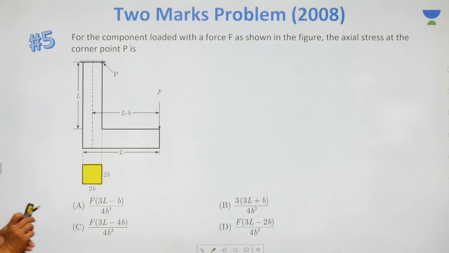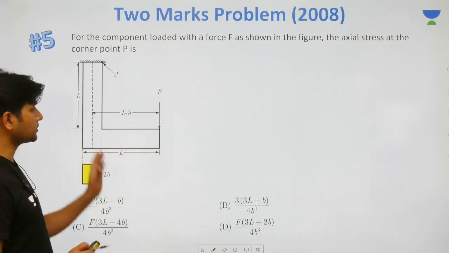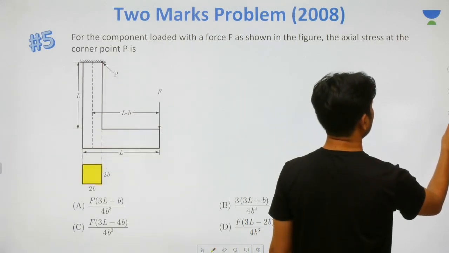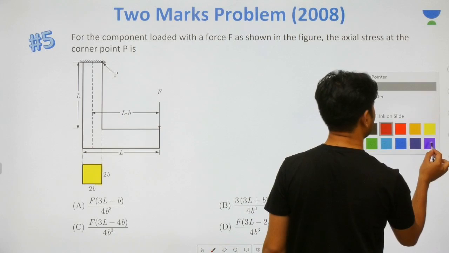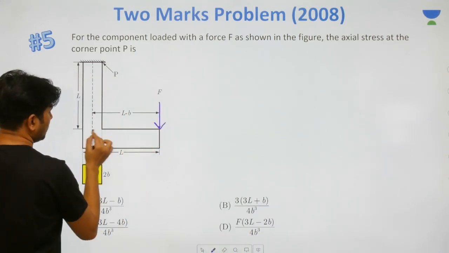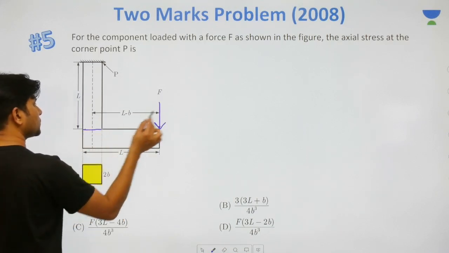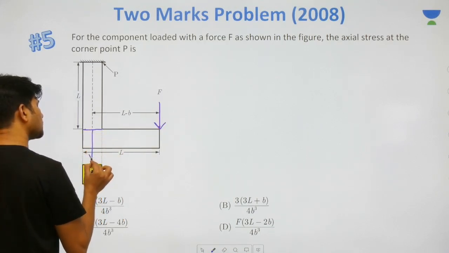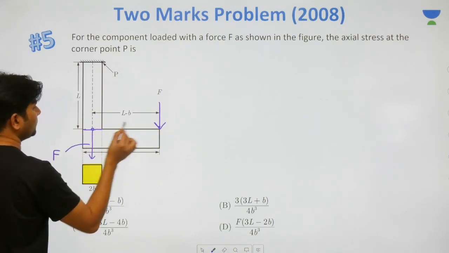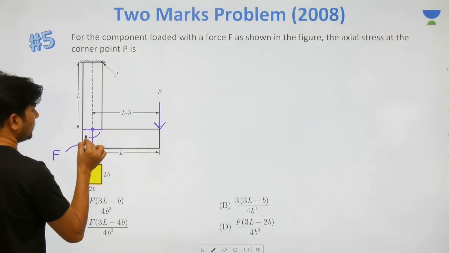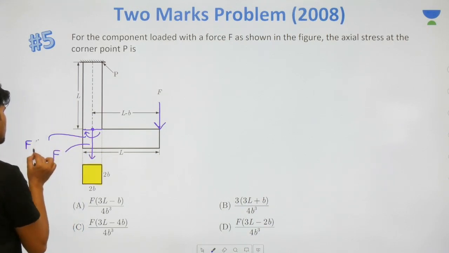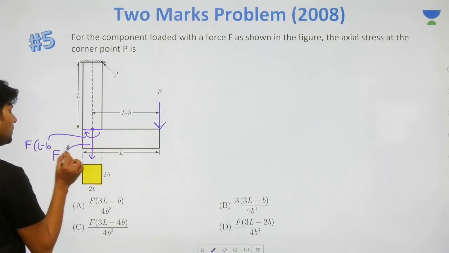Now in such problems where the load is not acting at the centroid, the very first thing you have to do is transfer the load to the centroid. If you transfer this load to the centroid, you will get two things: F, of course, and F multiplied by L minus B.